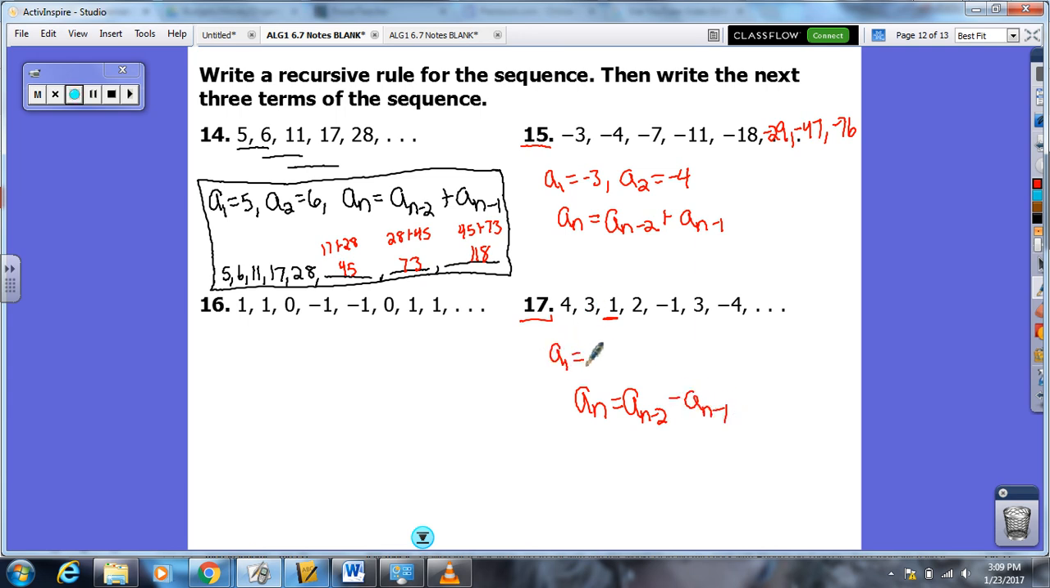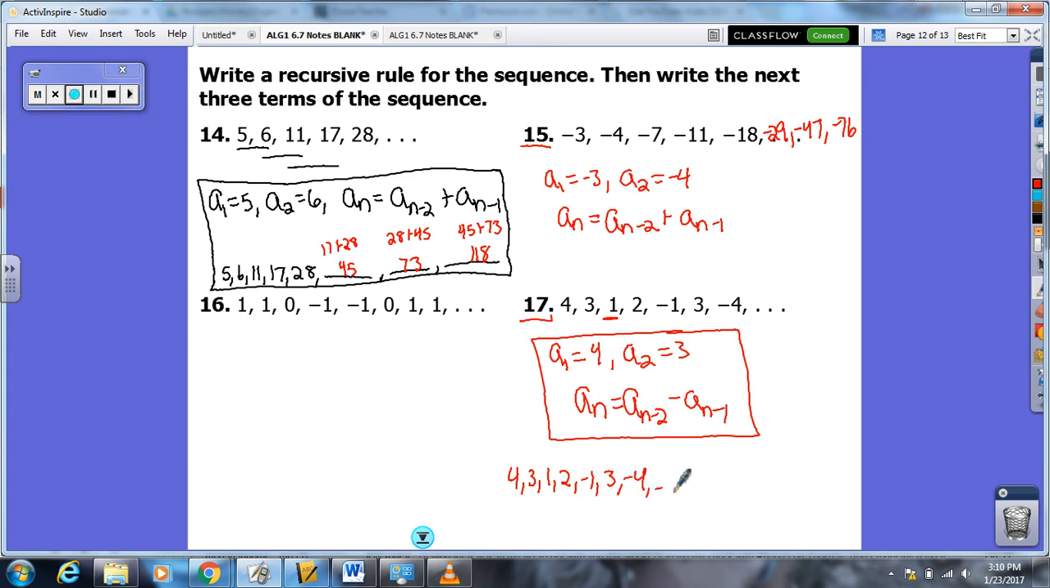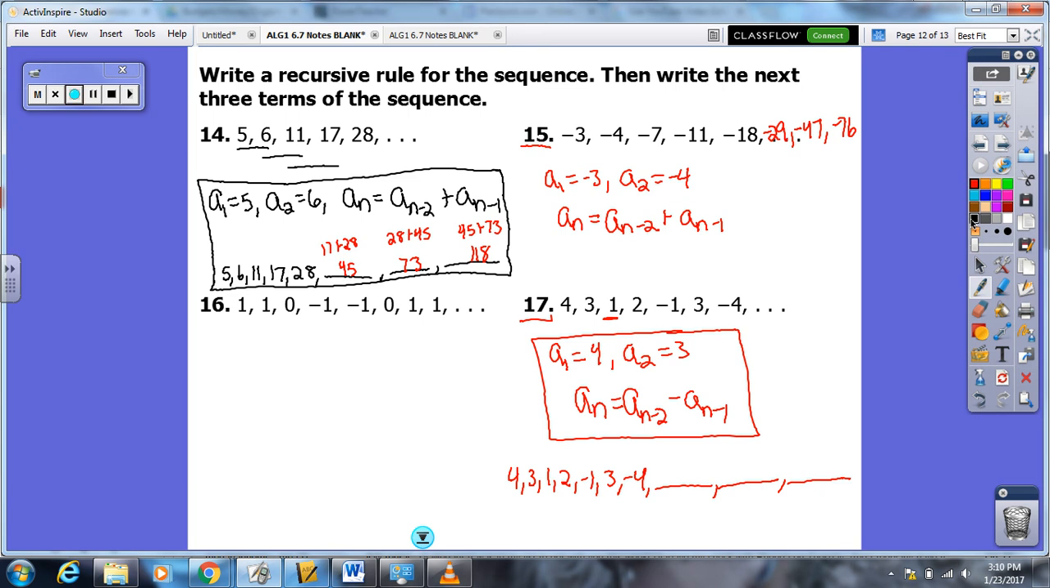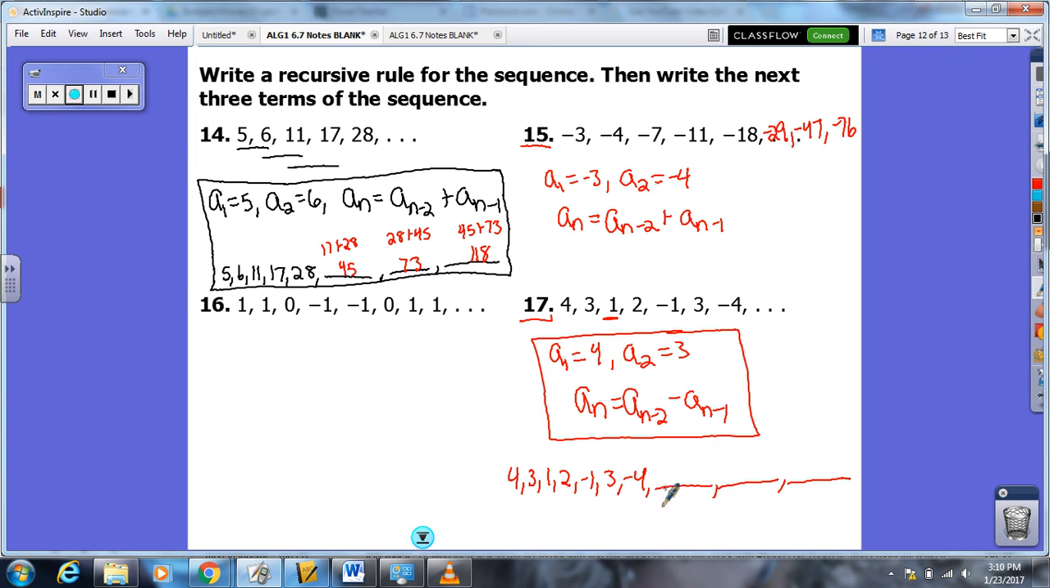But keep in mind, since I'm using n minus 2 and n minus 1, I really need to define both the first and second terms. So this is my recursive equation for this, and then to find the next 3 terms, I'm going to go ahead and copy this sequence down so I can show you what's happening. You do not have to copy it down again. I just want to be able to show my work below each number so I can show you how this is occurring.